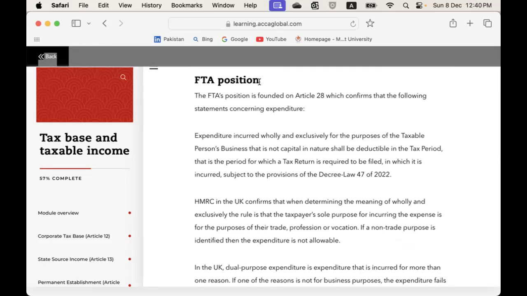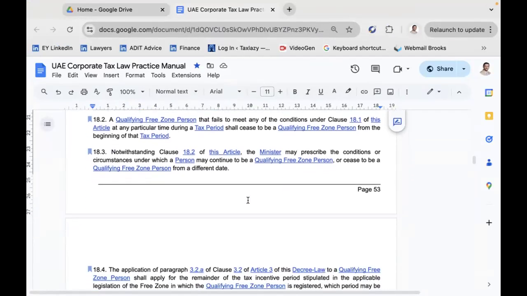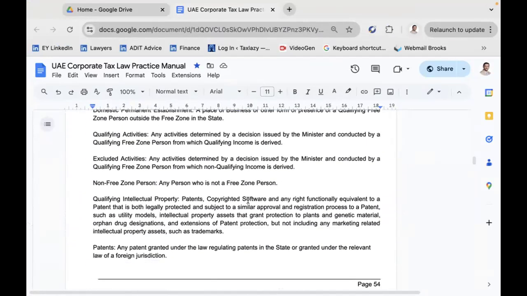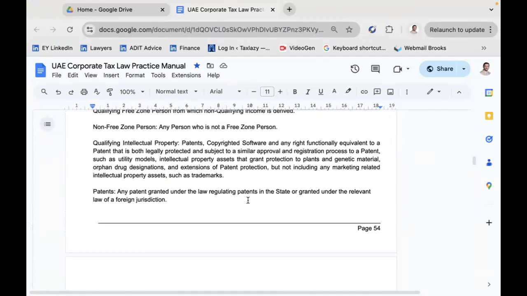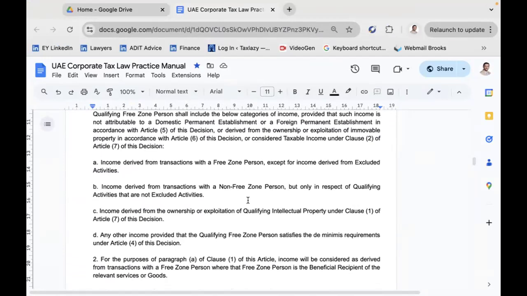Qualifying free zone person regime. If you remember that qualifying free zone person regime, the last category was meets any other conditions specified by the minister. You remember this? So that any other condition, when we go to the ministerial decision number 265, you will find that the audit has been provided there. It is mandatory for a qualifying free zone person to get their financial statements audited.